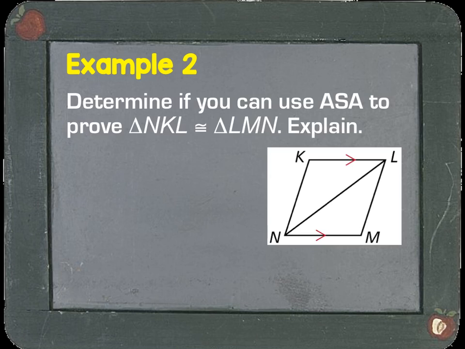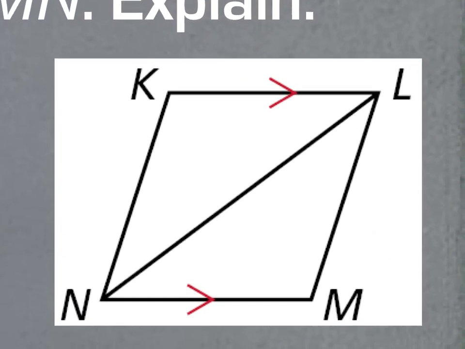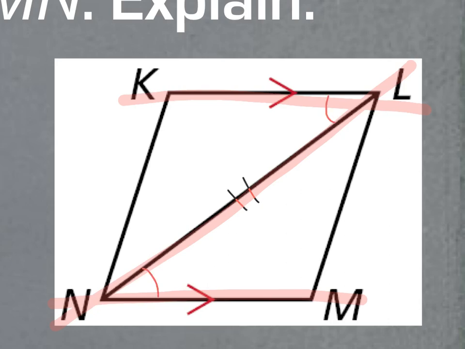So example 2 says, determine if you can use ASA to prove triangle NKL is congruent to triangle LMN. Explain. So looking at this example here, what do we have that's congruent? Ryan says the line going across, this diagonal one. Perfect. We know that that's congruent by the reflexive property because it's the same line. We don't know that KL is congruent to NM because these arrows show that these two are parallel, not congruent. So we know that they're parallel. We don't know if they're congruent, but if we have two parallel lines cut by a transversal, we have a pair of alternate interior angles here, and we know that those two angles are congruent.